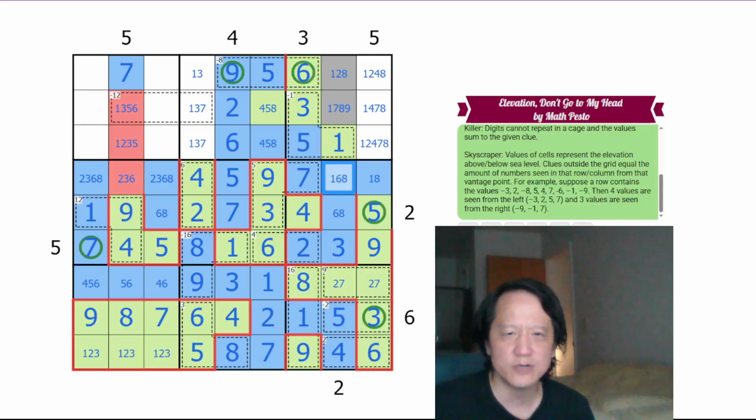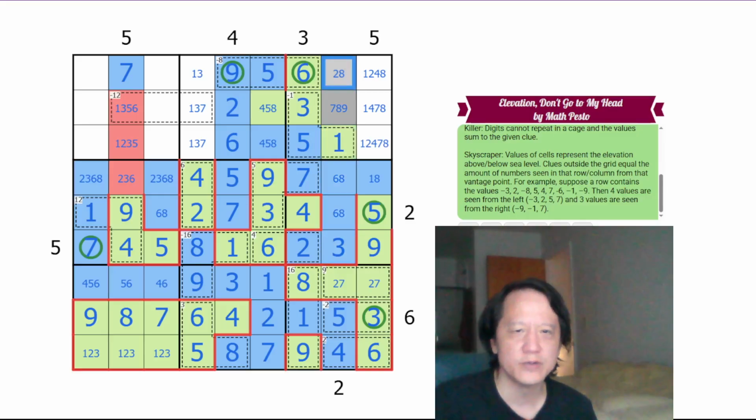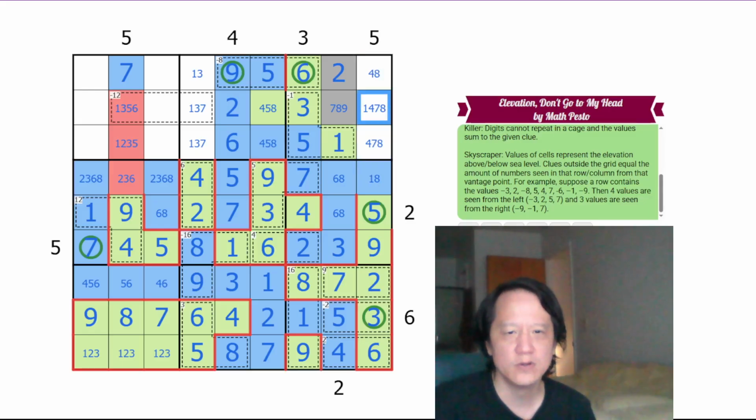1 eliminates 1 in the rest of the column and row. This 6, 8 pair eliminates 6 and 8 in the rest of the column. So no 8 here. It has to be 2. 2 eliminates 2 here. That was what I was expecting, so that's 7 and 2 there. That eliminates 1 and 2 in the rest of this column. So where is the 1 in column 9?